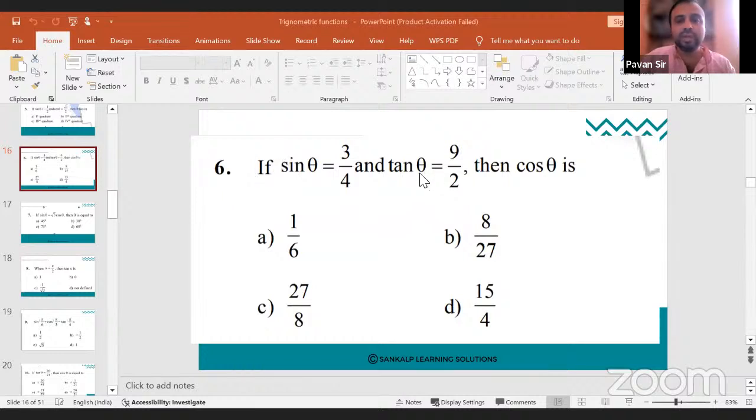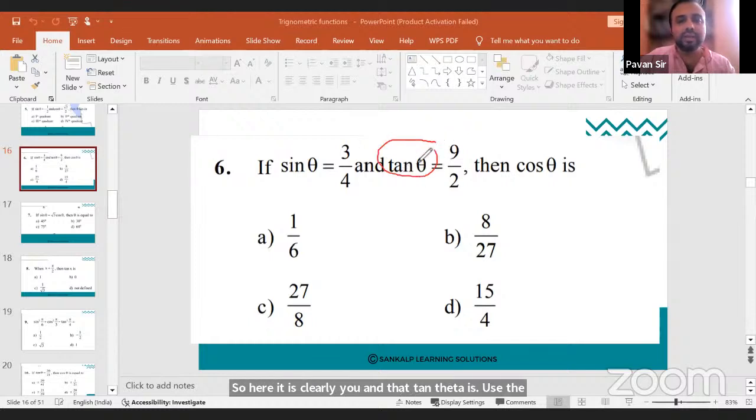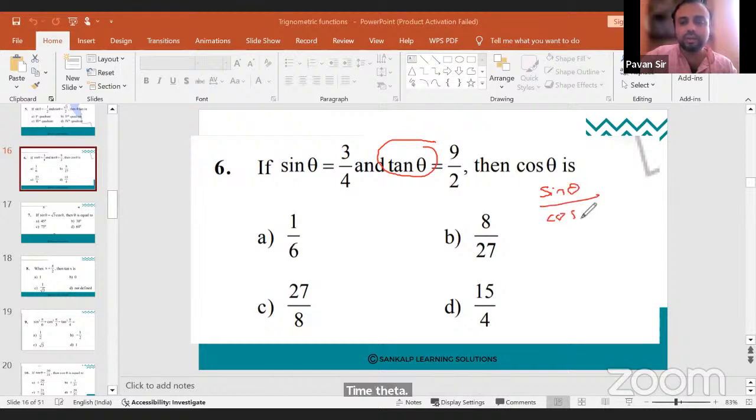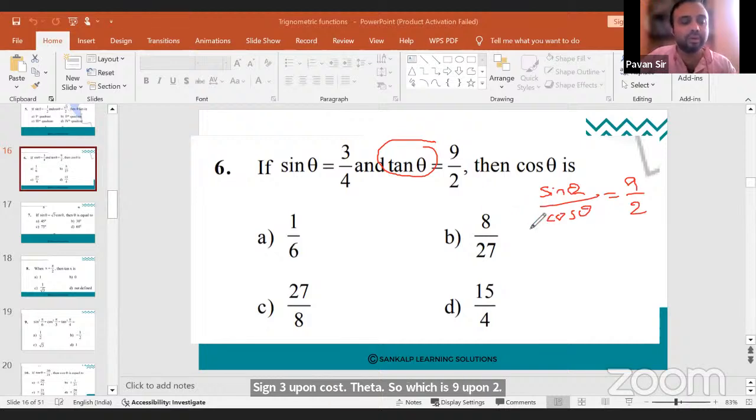Here it is clearly given that tan theta is 9 by 2. Tan theta means what? It is nothing but sine theta upon cos theta. Sin theta upon cos theta, which is 9 upon 2. Tan theta is equal to sin theta upon cos theta, which is 9 upon 2.